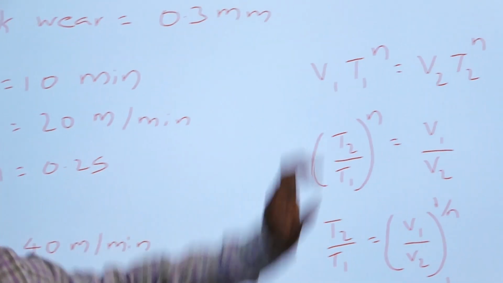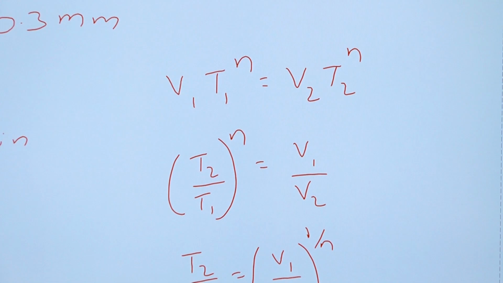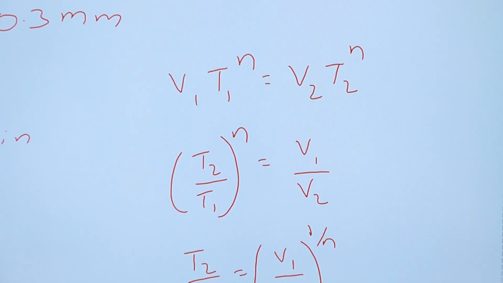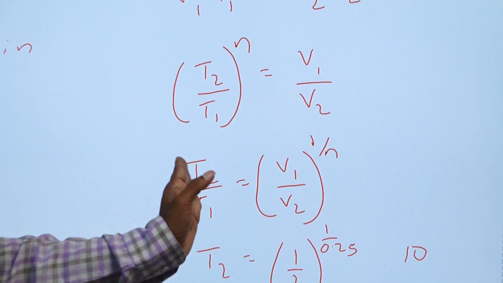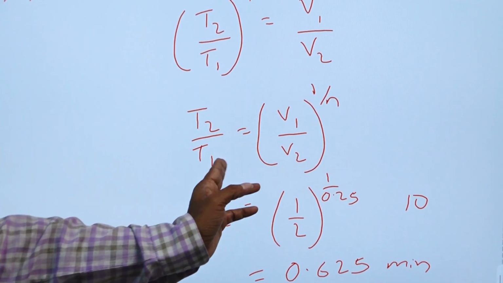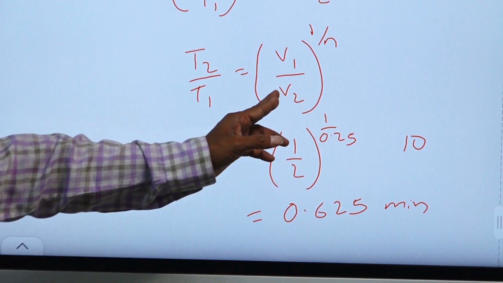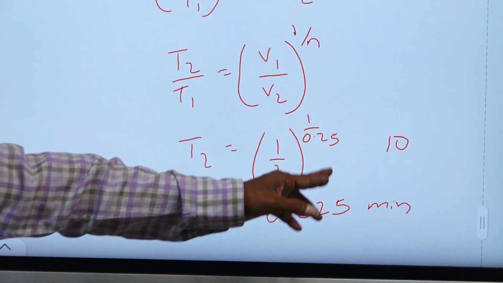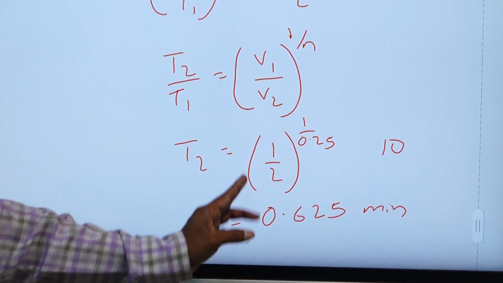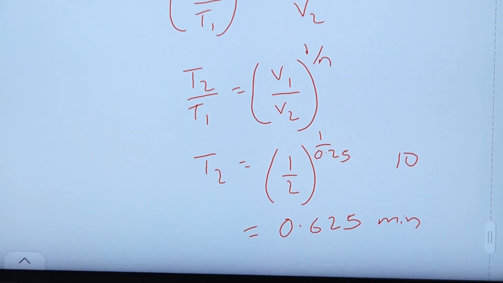We know that Taylor's tool life equation says V t^n equal to constant. So V1 T1^n equal to V2 T2^n. So (T2 by T1)^n equal to V1 by V2. When n goes to the other side, T2 by T1 equals (V1 by V2) to the power 1 by n. V1 by V2 equals 1 by 2, and 1 by 0.25 equals power 4. So it is reduced 16 times. So 10 by 16 equals 0.625.